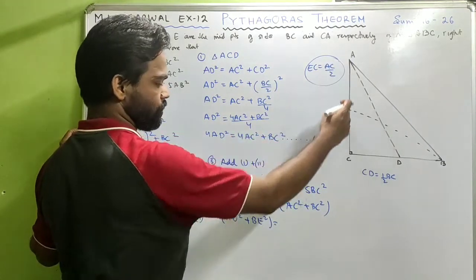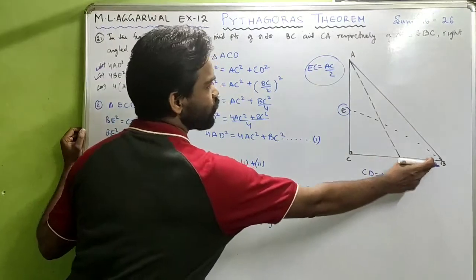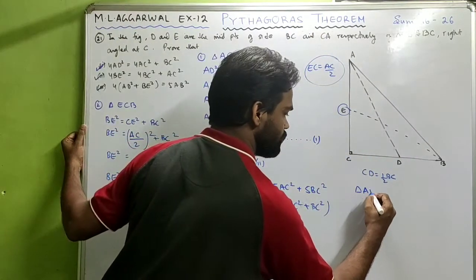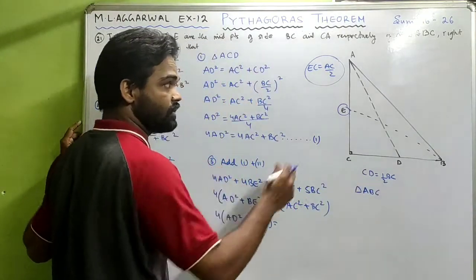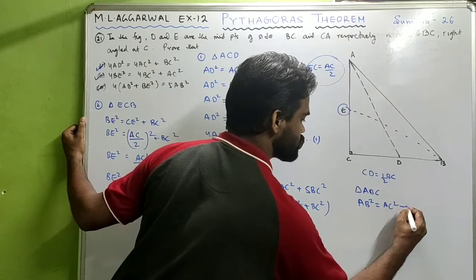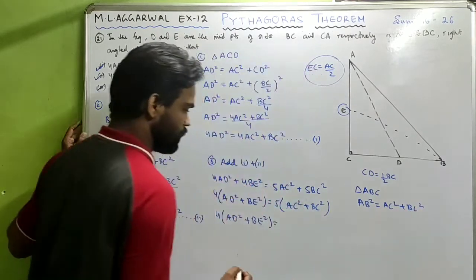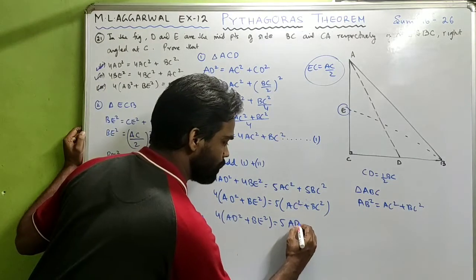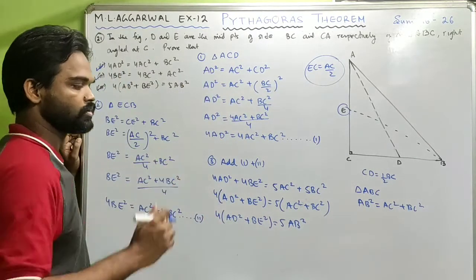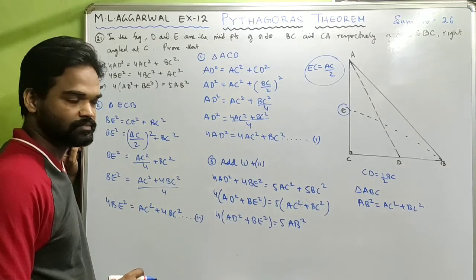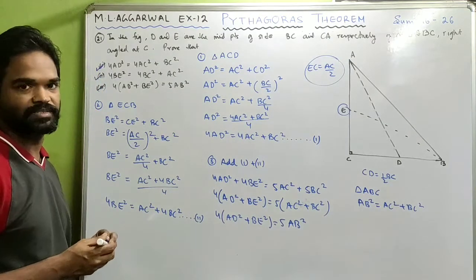Now if you look carefully, one more step: AC square plus BC square in the bigger triangle ABC. In triangle ABC, right angle at C, AB is the hypotenuse, so AB square is equal to AC square plus BC square, which means instead of AC square plus BC square, I can write AB square. And that was the third part. Done.